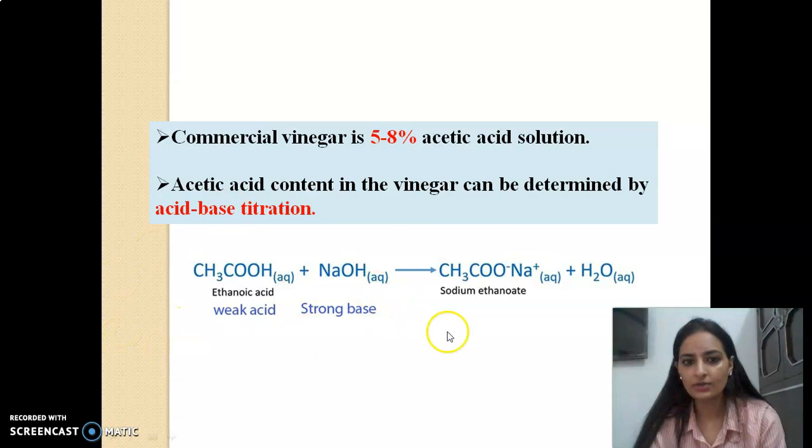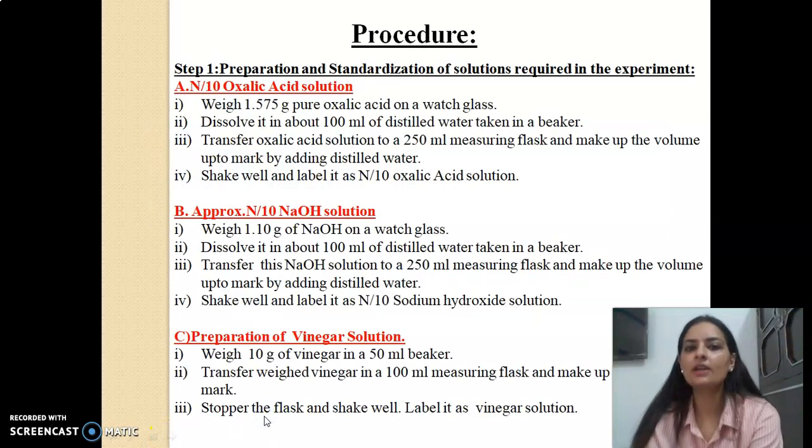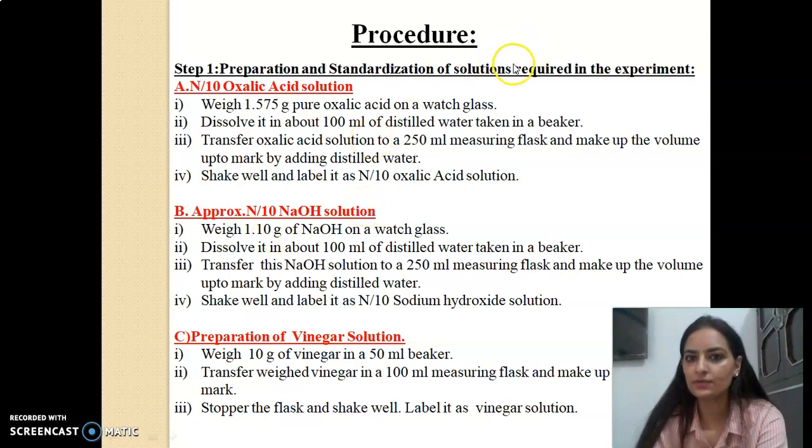Here in the equation I have shown the reaction between acetic acid, that is a weak acid, and a strong base like sodium hydroxide, which will give you sodium ethanoate. So in order to carry out this acid-base titration, you need to prepare and standardize a few solutions.